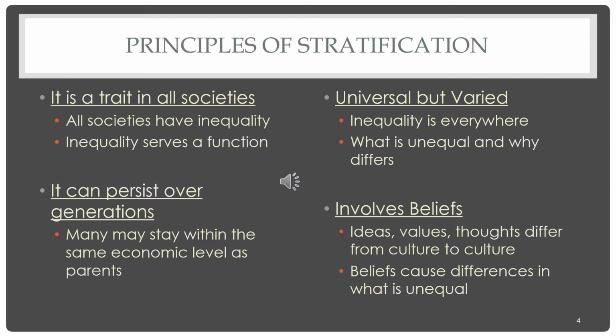The fourth principle is that stratification always involves beliefs. Again, what is unequal and why is based on the culture's ideas and values and thoughts. And so those may differ from culture to culture, and the beliefs cause differences in what is unequal. So the 4 principles of stratification is that stratification is a trait in all societies. It is universal but varied. It can persist over generations, and it always involves beliefs.